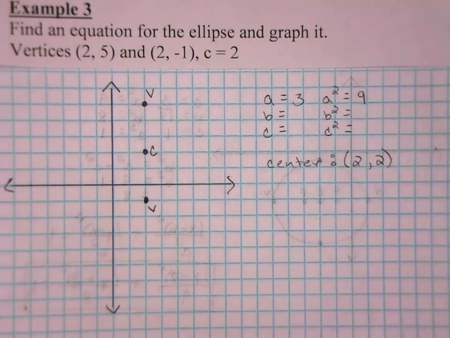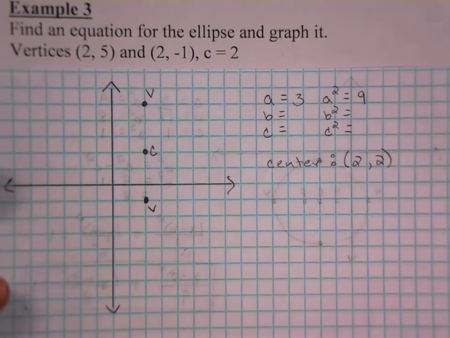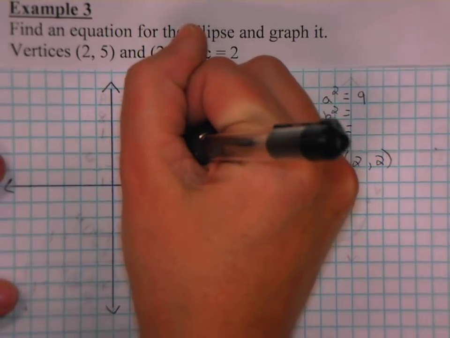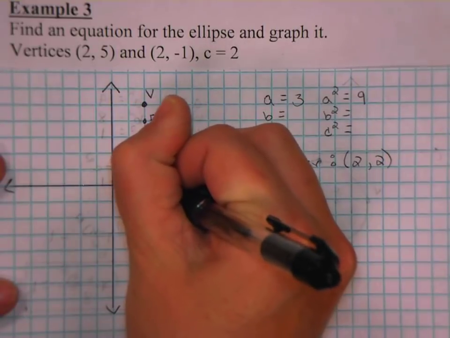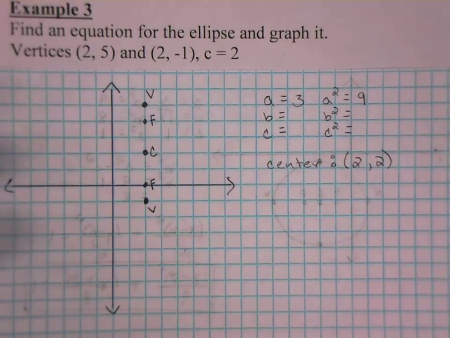The other piece of information is that I'm given that c equals 2. Please be careful, that's a lowercase c representing the distance from the center to a focus. It's not representing the center. So if I know center to focus, I can go ahead and plot that. The distance is 2 up and 2 down. And the reason I would know that it's up and down is that your foci need to be in line with your vertices and your center.